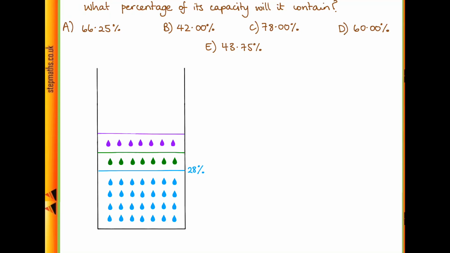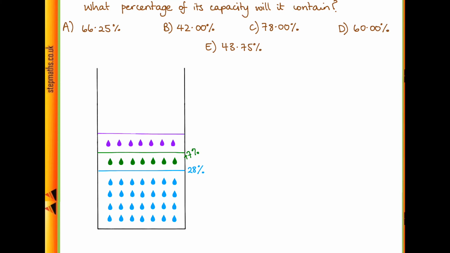Well, to answer that question, we're going to need to know the percentage of the total capacity that we increased by each time. So what percentage of the full capacity have we increased by here? Well, that's made easier by the fact that each of my water droplets represents 1% of the total capacity. So we can see that we have 7 droplets here. So that is an extra 7%.